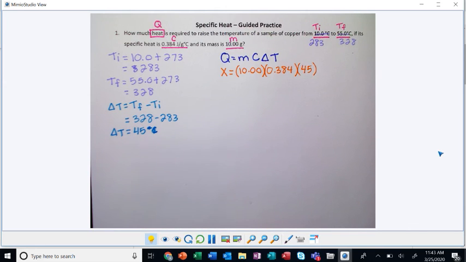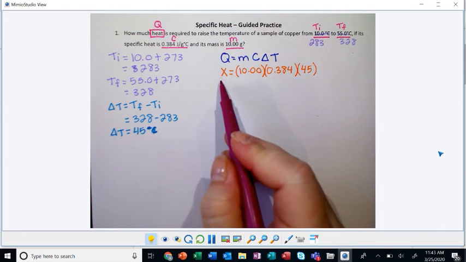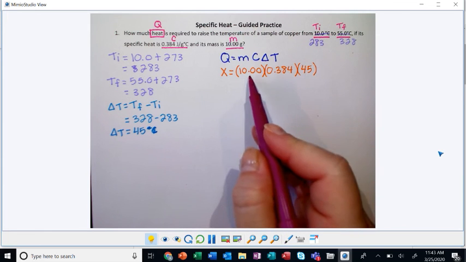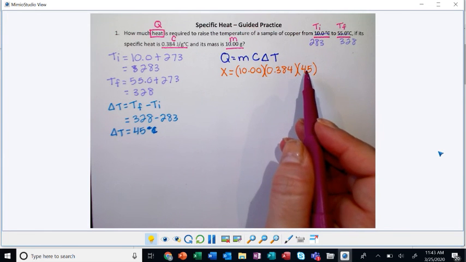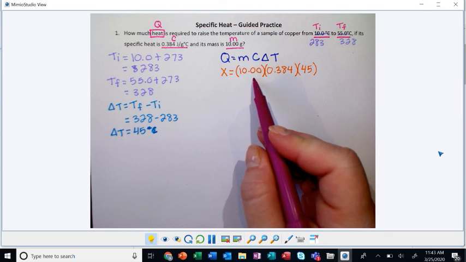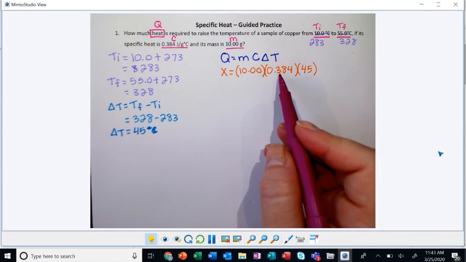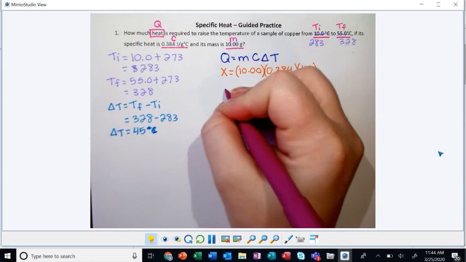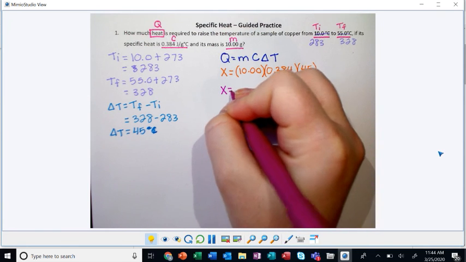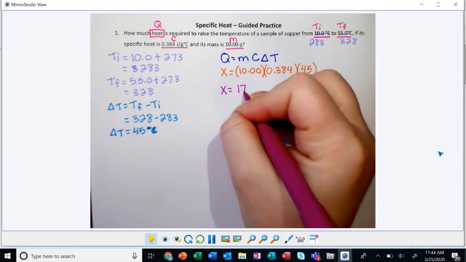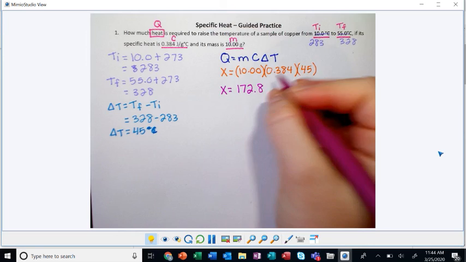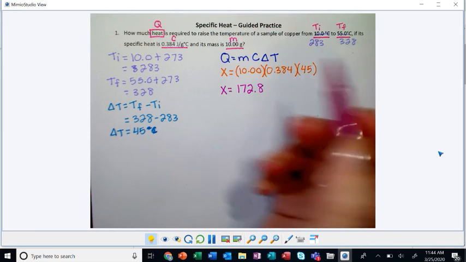All right. So now I just need to solve this problem. X is by itself already, so I do not need to isolate X. All I need to do is plug all this into the calculator and get my answer. So I'll do 10 times 0.384 times 45, and you get X equals 172.8. I need to put my units, right?